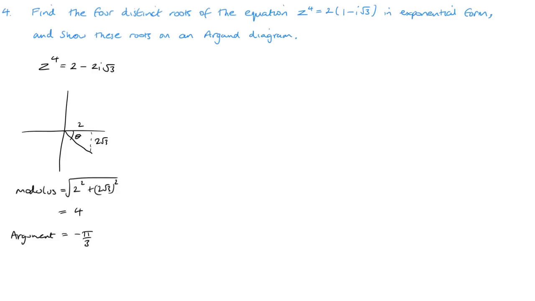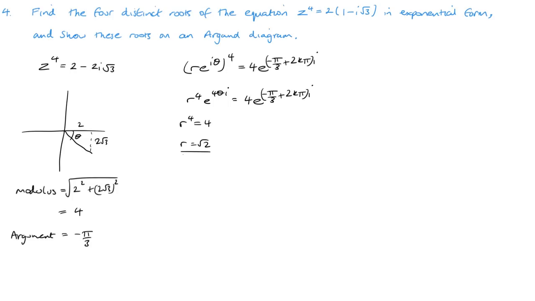Now, let's rewrite z to the 4 as r e to the i theta to the power of 4. And this is going to be 4 e to the minus pi by 3 plus 2k pi i. This is r to the 4 e to the 4 theta i equals, and the right hand side stays the same. Oh, this one's quite straightforward. It's again very much like the previous one where r is the same there. And then we've got 4 theta equals minus pi by 3 plus 2k pi. Yeah, it's very much like the last one. They weren't very creative in these two exam questions.